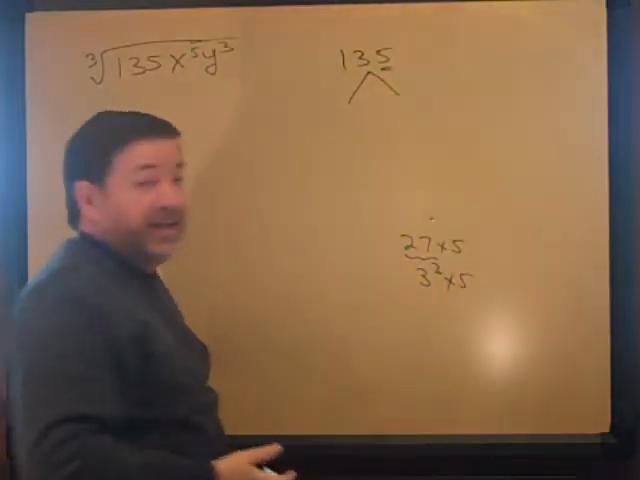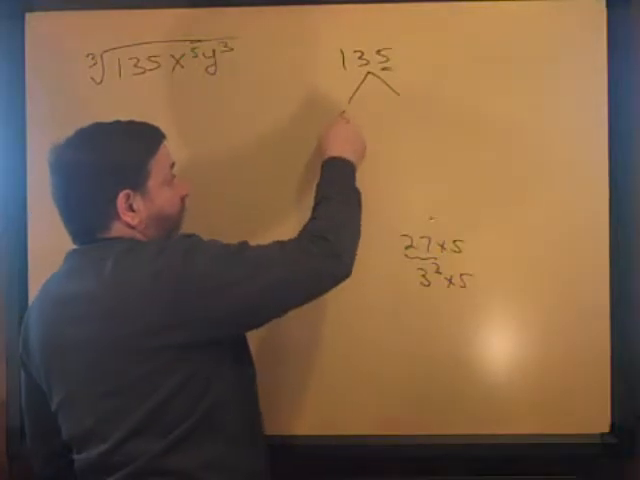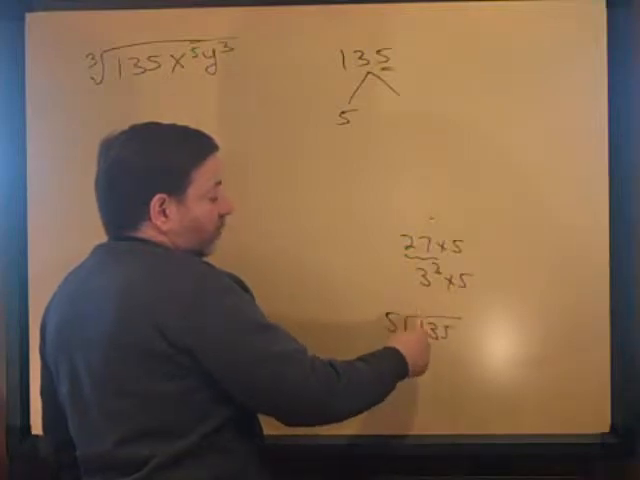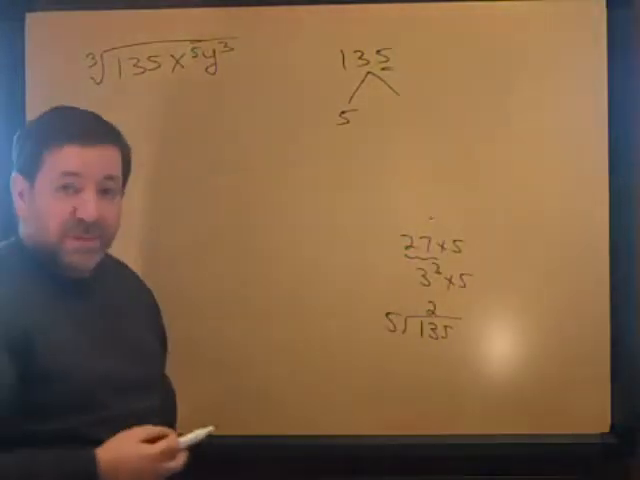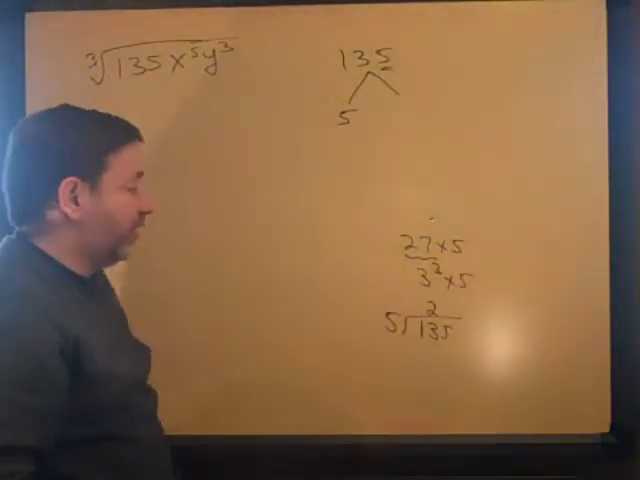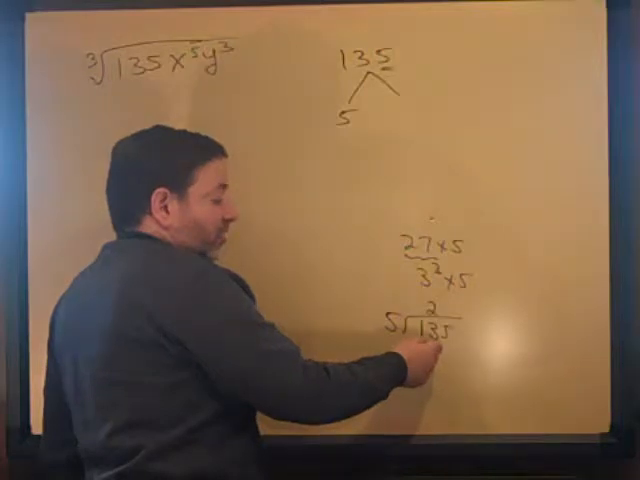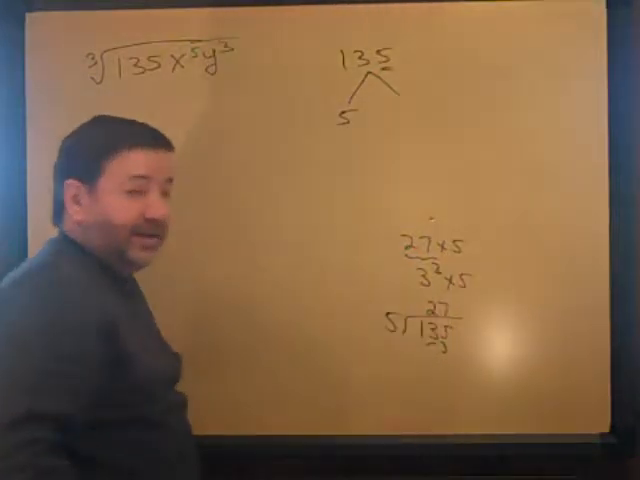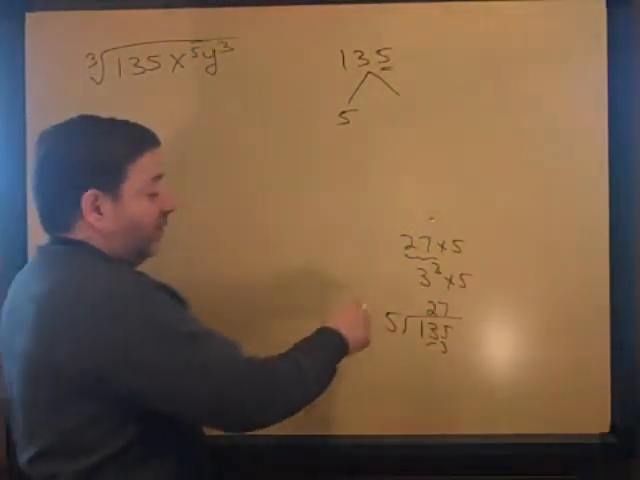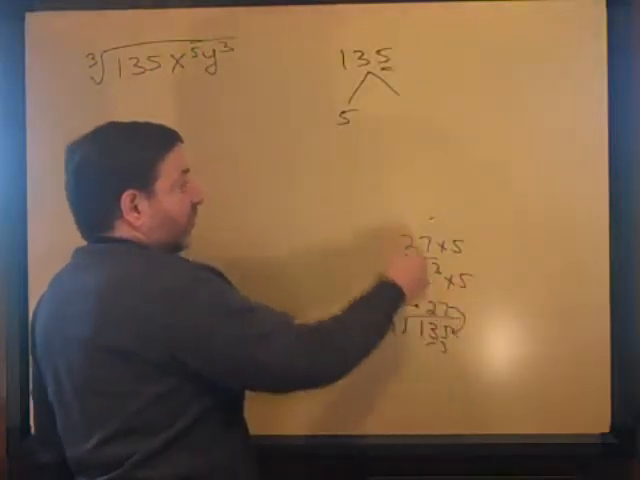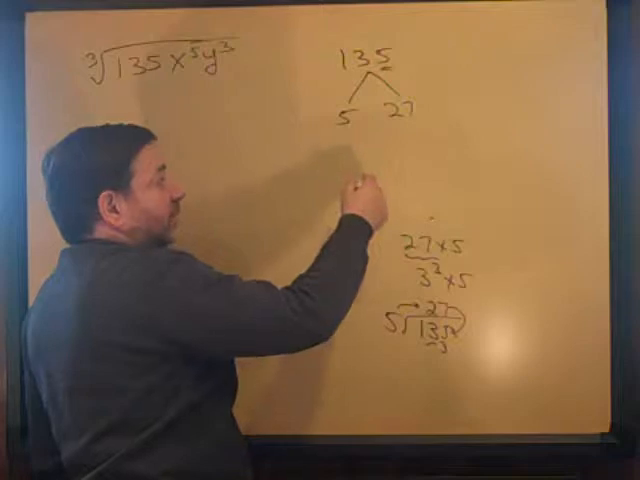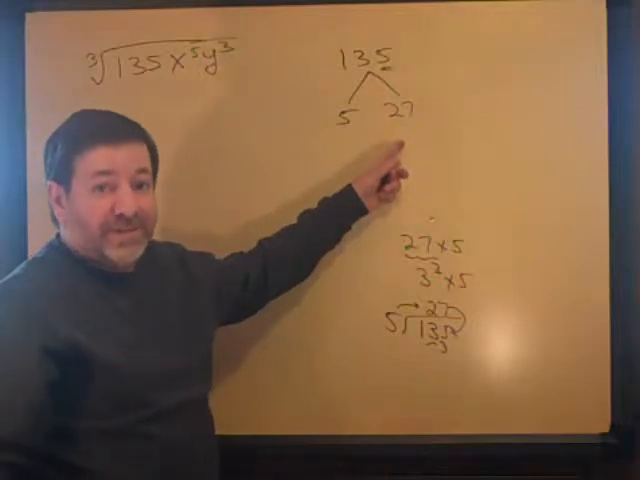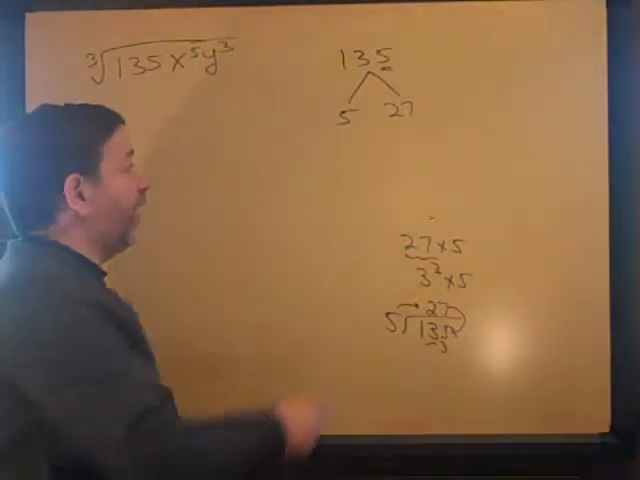5 goes into every number that ends in a 5. So 5 goes in there. How many times does 5 go into 135? Well, 5 goes into 13 2 times. 2 times 5 is 10. Take that away from the 13. You have 3 left over, and 5 goes right into 35 7 times. So 5 times 27 equals that number on top.